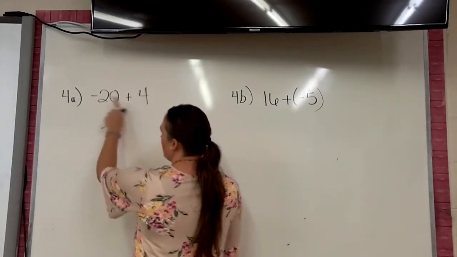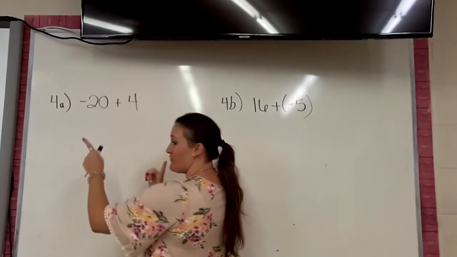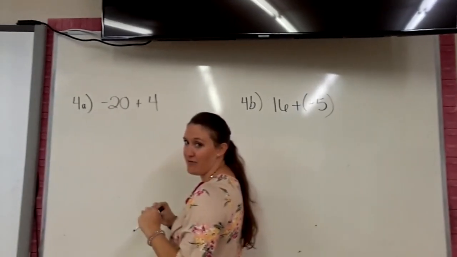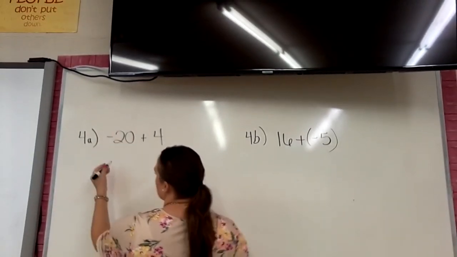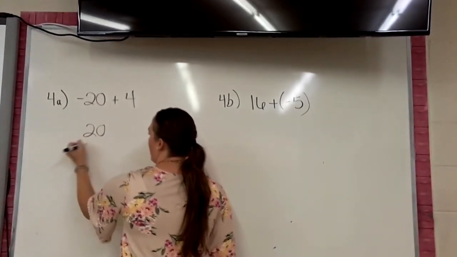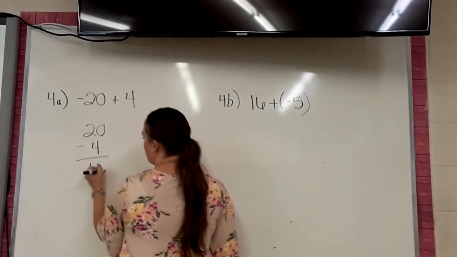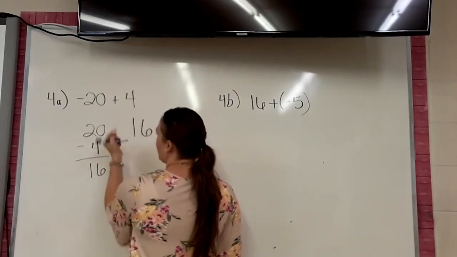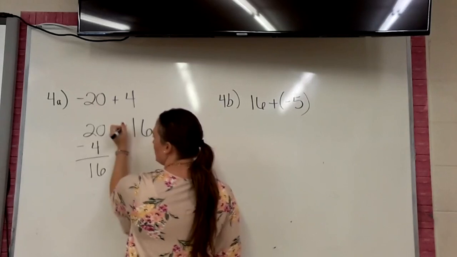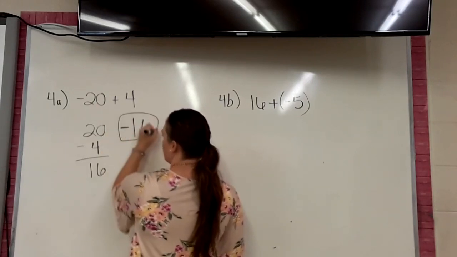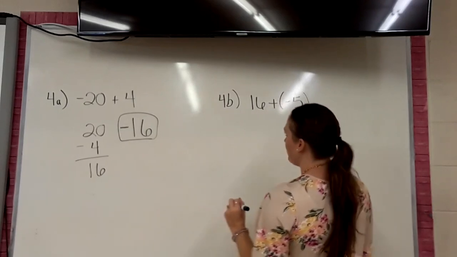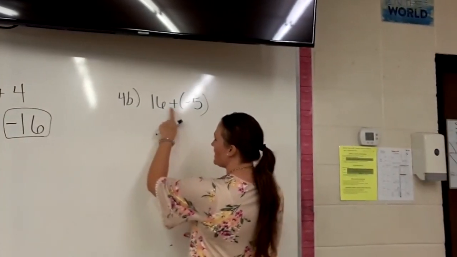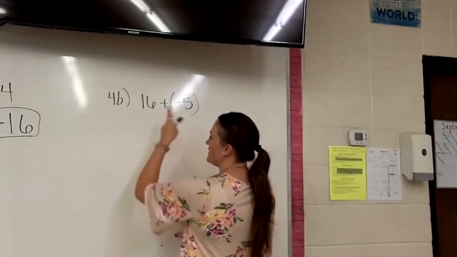I'm adding with a negative and a positive. They are different, so I'm taking the difference. You're subtracting. Again, you're looking at just the digits. So I have 20 minus 4, which is 16. And then I go back and look, 20 was bigger, and 20 is a negative number. So I use that sign. So negative 16.